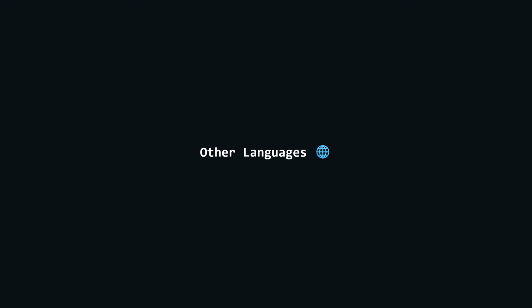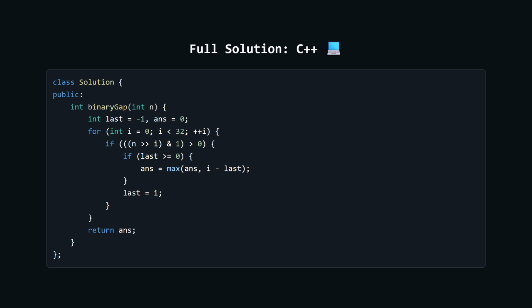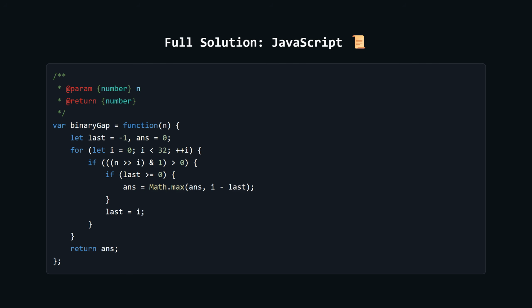Alright, that covers the Python solution and the logic behind it. As promised, here are the full solutions for Java, C++, and JavaScript using that optimized one-pass approach. I won't be breaking these down, so just pause the video on your language of choice to check it out. Here is the exact solution provided in the Leetcode editorial for Java. Feel free to pause here if you need to study it. Next up, here is the C++ version, following the exact same logic. Pause if you need it. And finally, here is the solution translated into JavaScript.